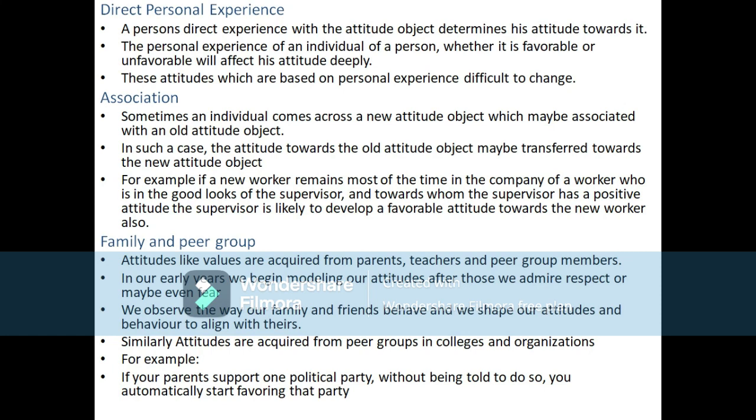Those attitudes which are based on personal experiences are stable. They will not be changed easily. If we have a personal experience regarding any object, thing, or person, that attitude will definitely not change. For example, if we have a negative attitude towards a person, we definitely will not have a positive attitude. Even with a period of time we may not change that attitude, because we have personal experience with that person and it created a negative impact on us. So attitudes based on personal experiences are difficult to change.